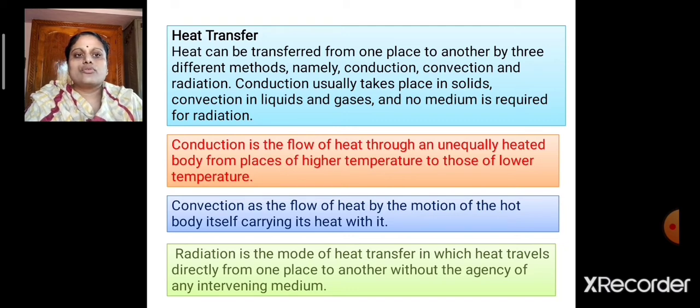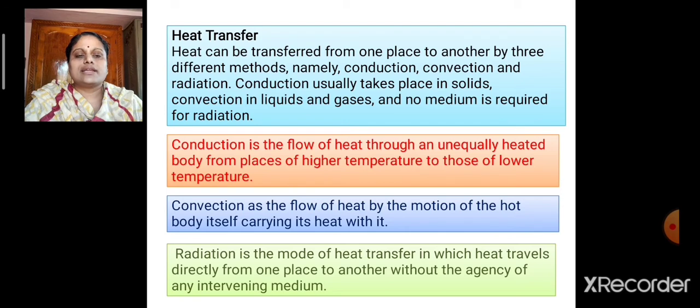Conduction is the flow of heat through an unequally heated body from places of higher temperature to those of lower temperature. Conduction is without the actual movement of the particles.